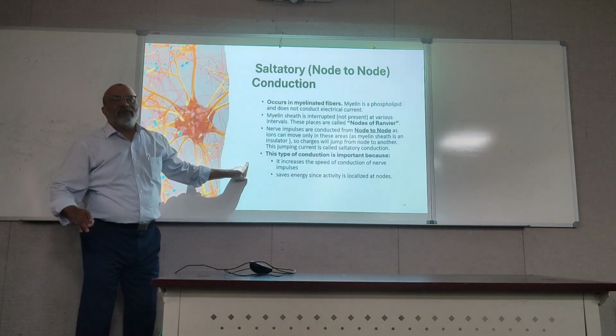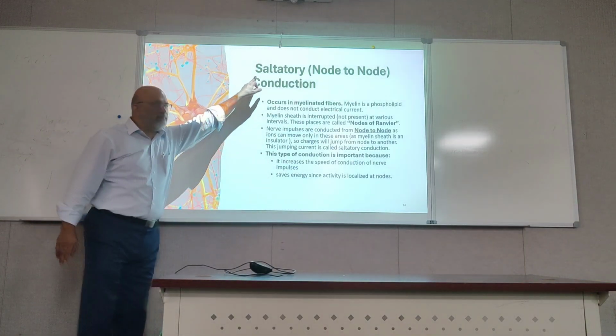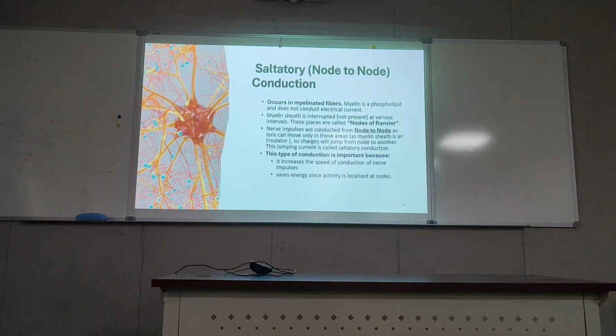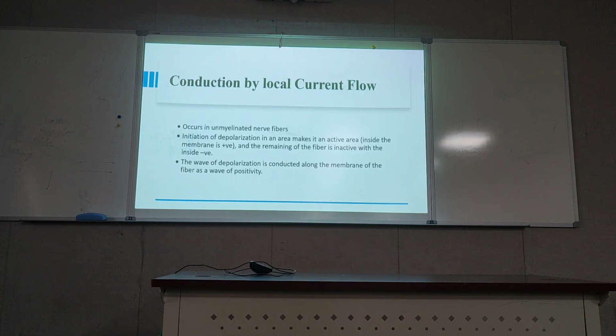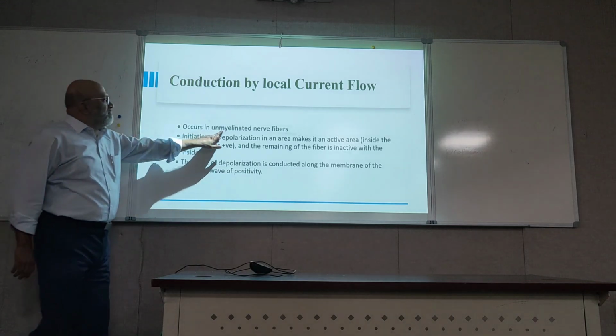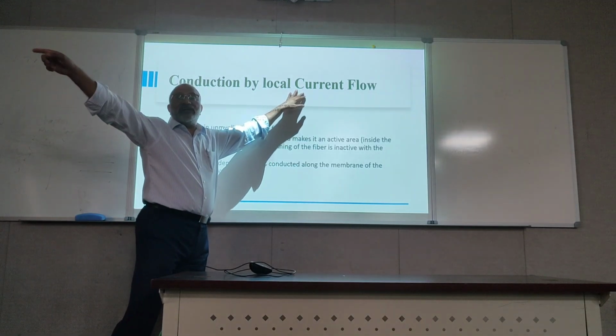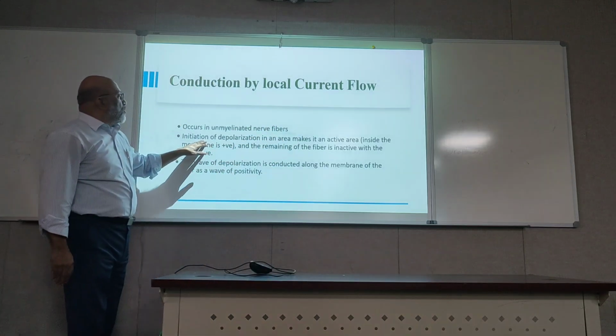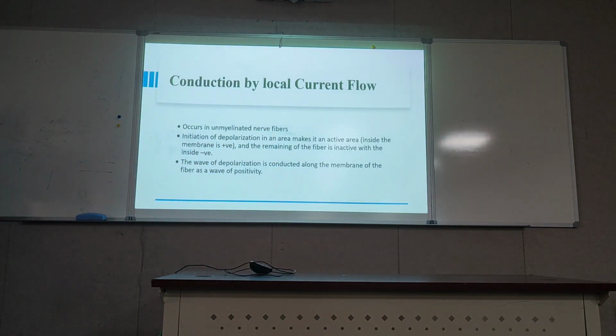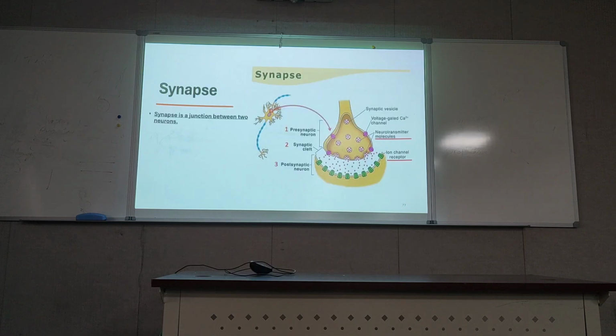Which one is faster? Saltatory conduction. So MCQ. Which one is faster? So saltatory. All right. So, what is the type of conduction in unmyelinated nerve? It is conduction by local current flow, or the second name which is written on the third slide, contiguous. Okay. So here, one place which becomes active, it stimulates the next place.